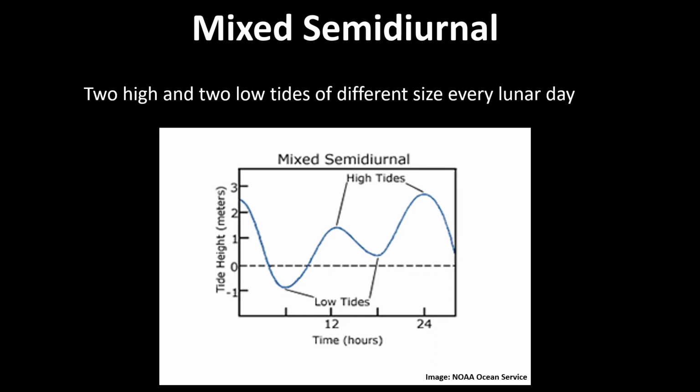A mixed semidiurnal tide is a type of tide where an area has two high and two low tides every lunar day. However, the tidal height between either the high tides or low tides are much different. So as you can see here on this graph, there's about a 1 meter difference between each high tide and each low tide that day.